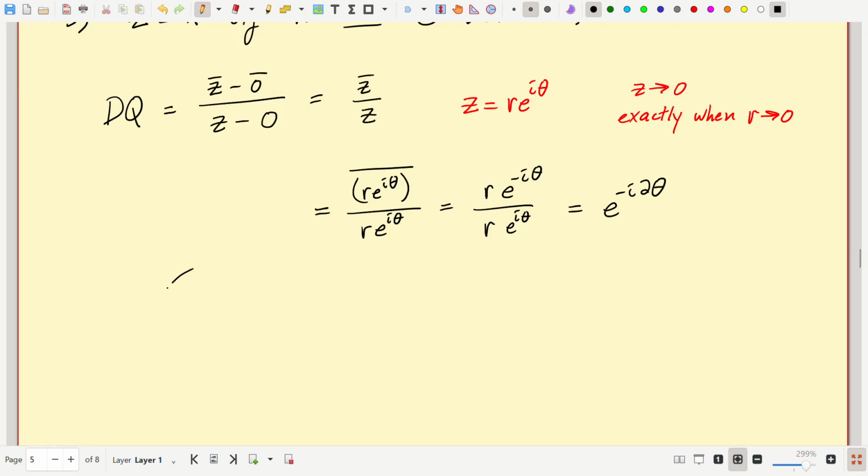So if you think about, here's the origin. If I come in along the real line, I would get e to the minus i 0 theta. If I come in along the imaginary axis, that'd be pi over 2, I'd get something different. And in fact, I get something different from every possible direction here. So all these things would be tending to different things along these different rays.